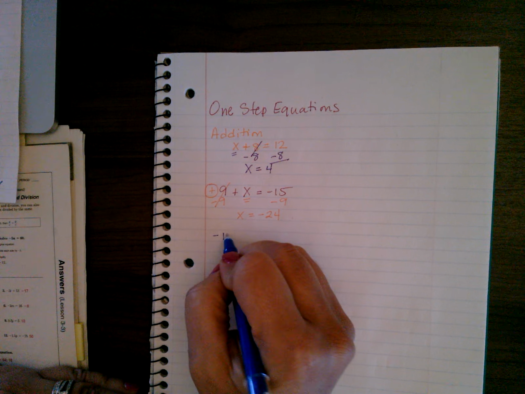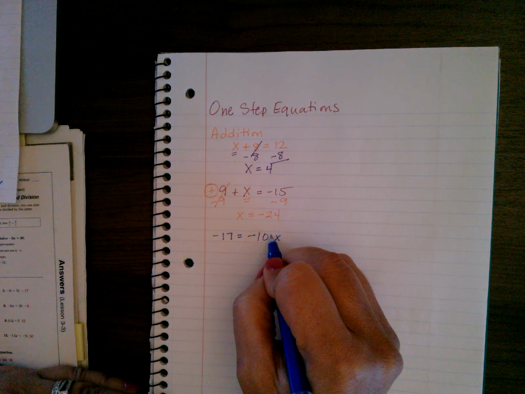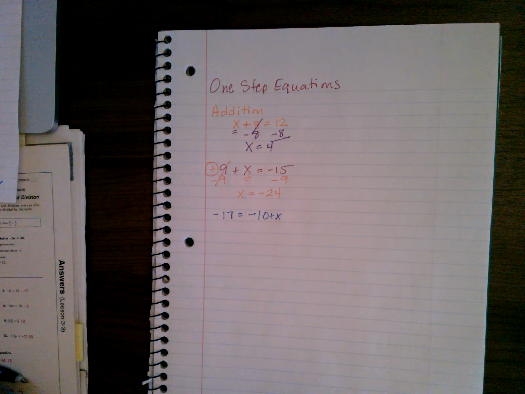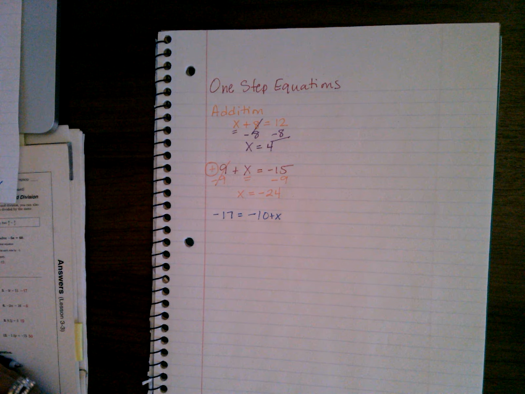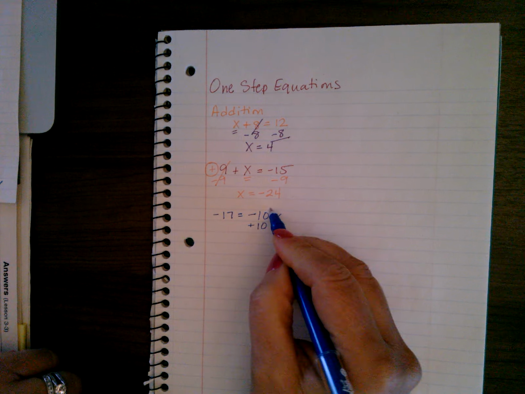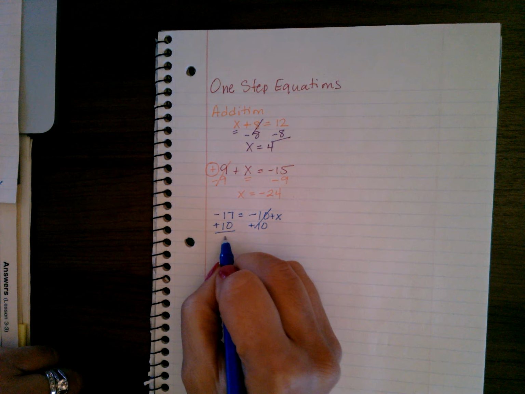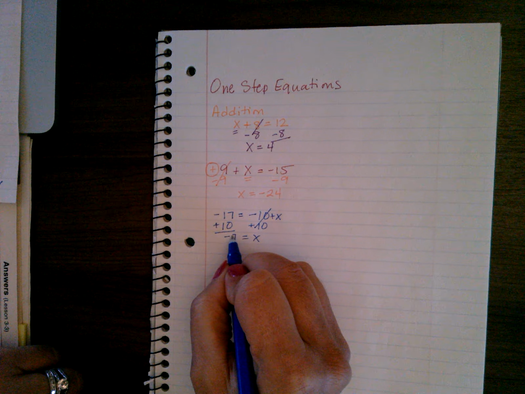They even will give you the solution on the left-hand side of the equal sign. So if I give you negative 17 equals negative 10 plus x, to isolate the variable, I would need to add 10. Negative 7 equals x.